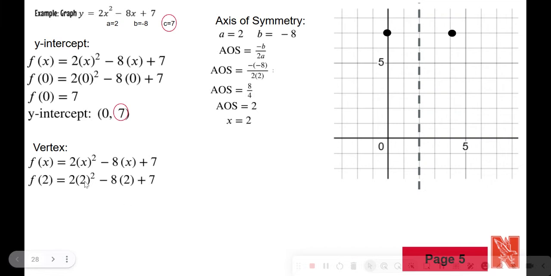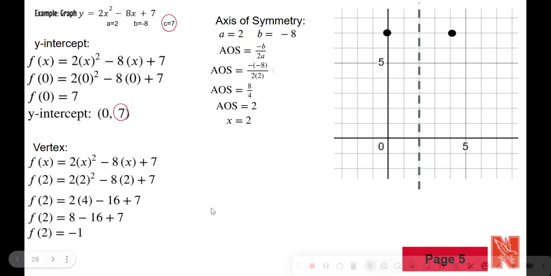So when we plug 2 in there, we get 2 squared times 2. Again, remember the exponents come first. So that gives us 4 times 2. The middle term, we get -8 times 2. That's -16. And we get 7. And then we get 8 minus 16 plus 7. And we get -8 plus 7 is -1.